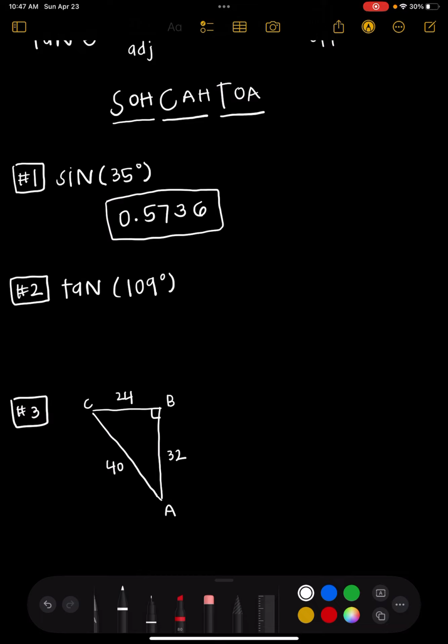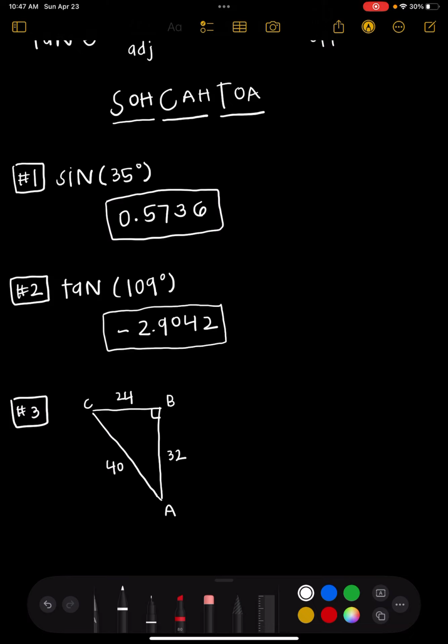We're going to do the same thing, plug it into your calculator. So we're going to find the tangent button, click on that, then type 109, close the parentheses, so it should say TAN, parenthesis 109, close parenthesis. We press enter, and we end up with negative 2.9042. And this is my answer for tangent.